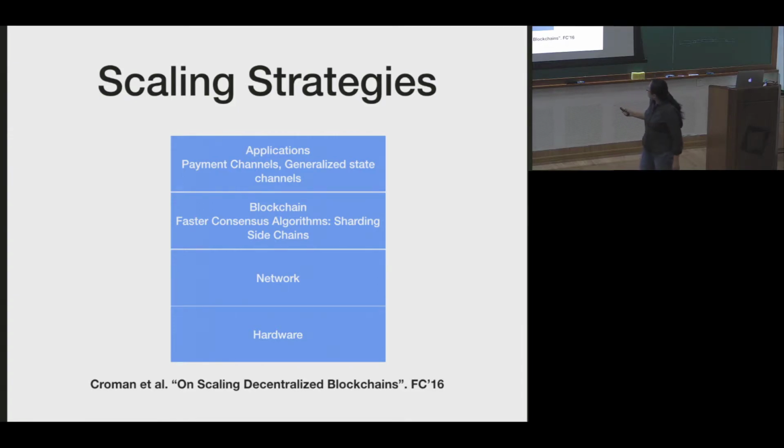The important thing we need to do about scaling is figure out how we can have faster consensus algorithms in this layer, and how we can have application-specific methods of scaling.